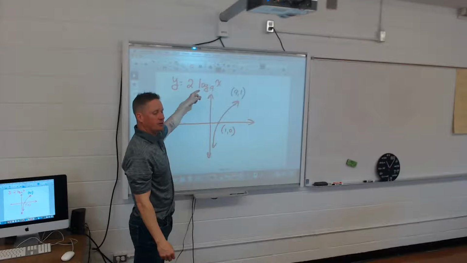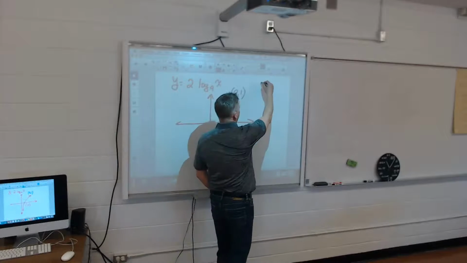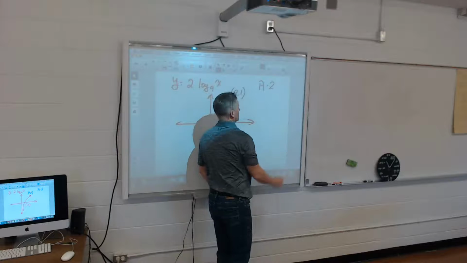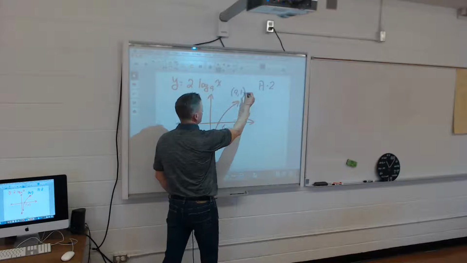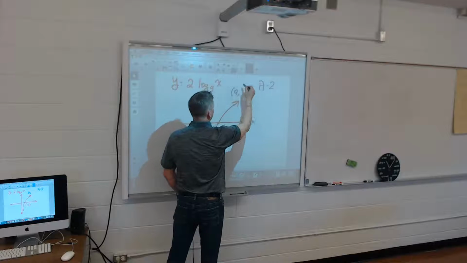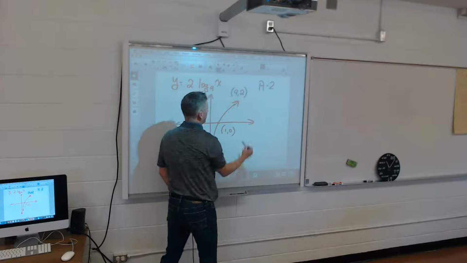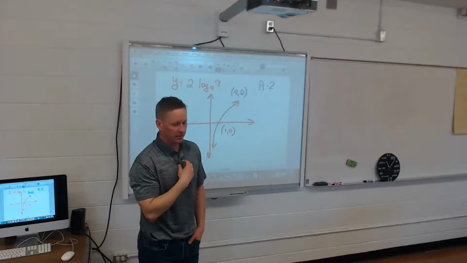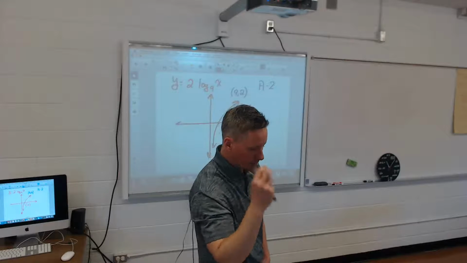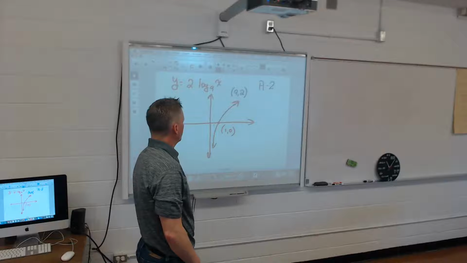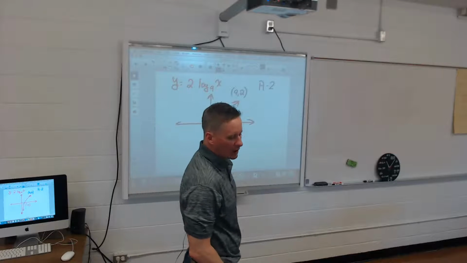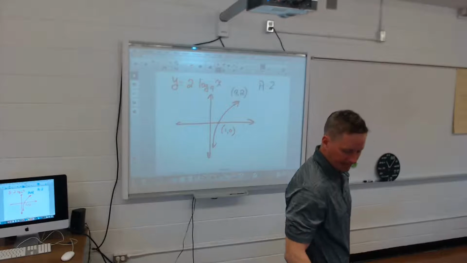So what does this 2 do to the graph? Well, that means my A value is 2, so I multiply my y values by 2. So this, instead of being 9 and 1, now becomes 9 and 2, and there's your solution. You don't have to do anything else with that question. All you're doing is changing one coordinate for that question.